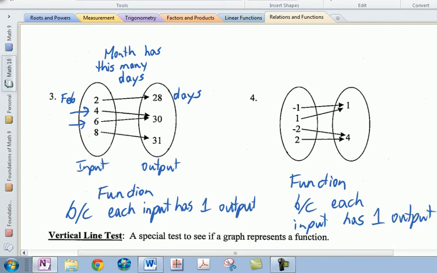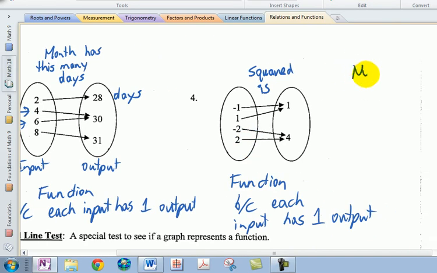So that's fine. What's the relationship? -1 and 1 equaling 1. The relationship is the square, right? So the input squared is the output. 1 squared is 1, -2 squared is 4, and 2 squared is 4. So this is a function.